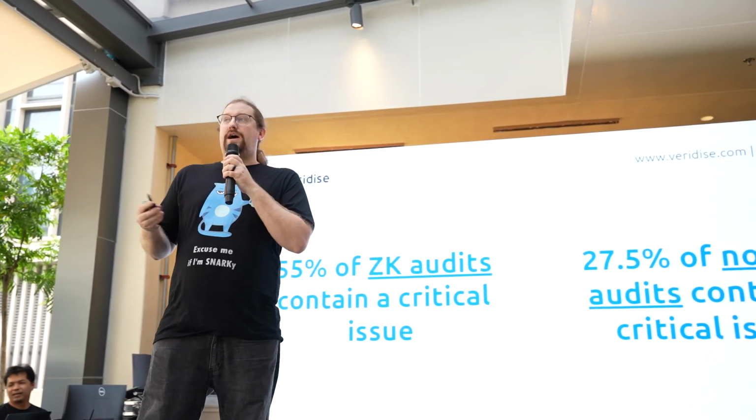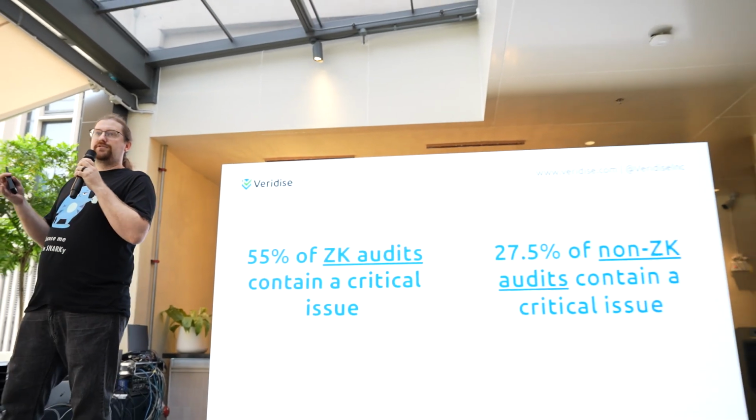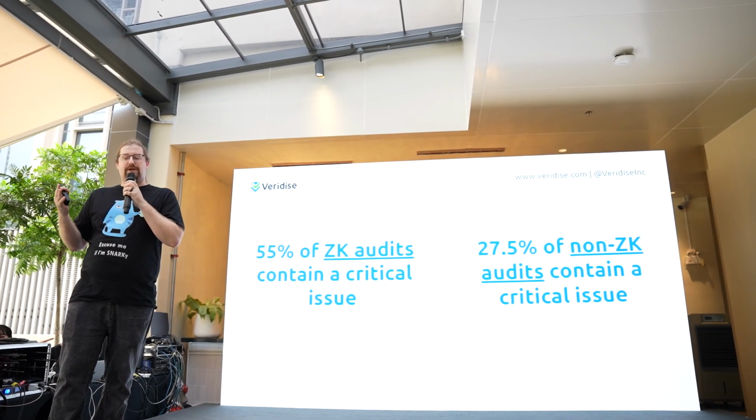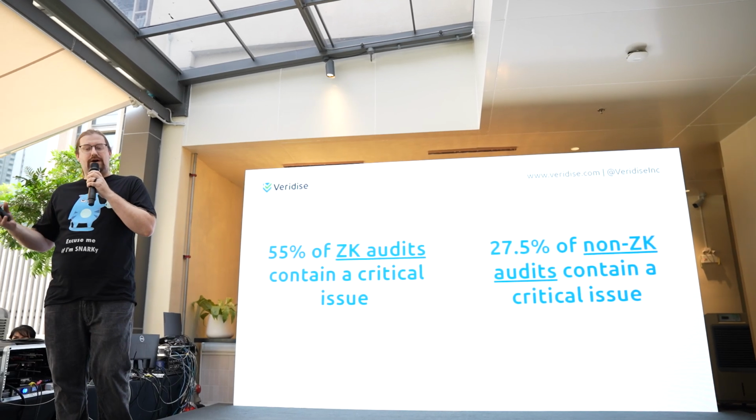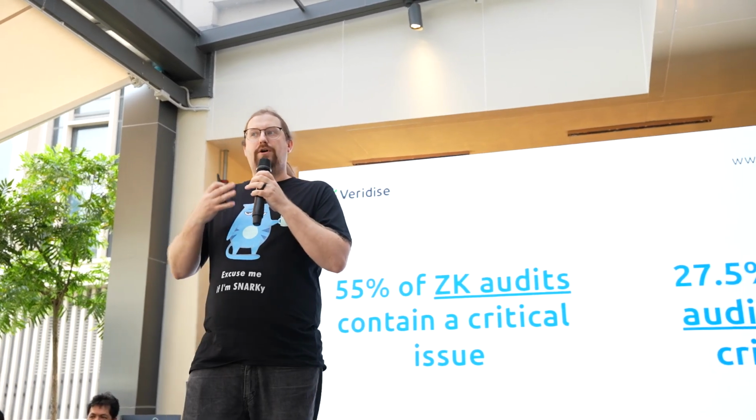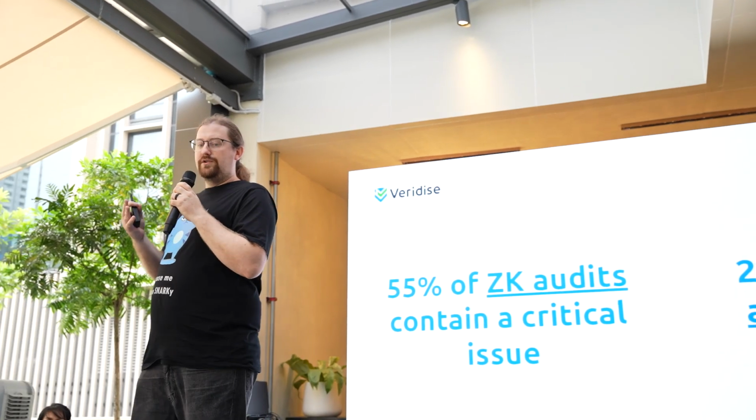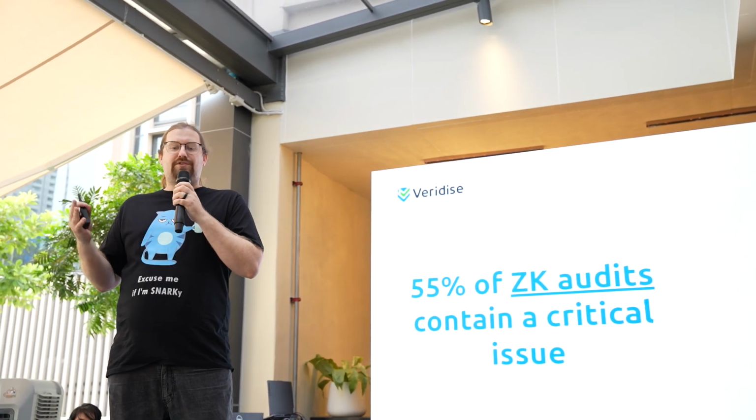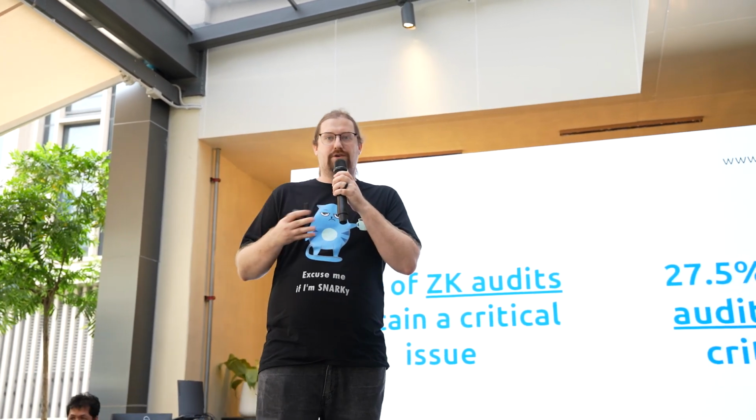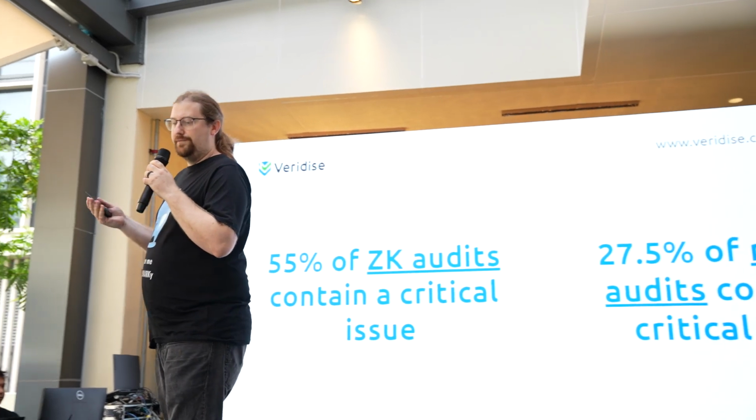So first of all, at Veridise, we perform a lot of ZK audits. So we audit all parts of the blockchain ecosystem, but in particular, we perform a lot of ZK audits, and then we also have non-ZK audits. And so the important thing here is we can start making some observations between the two. And one of the things that we observe is that 55% of ZK audits contain at least one critical bug. So one thing that basically just breaks the entire protocol.